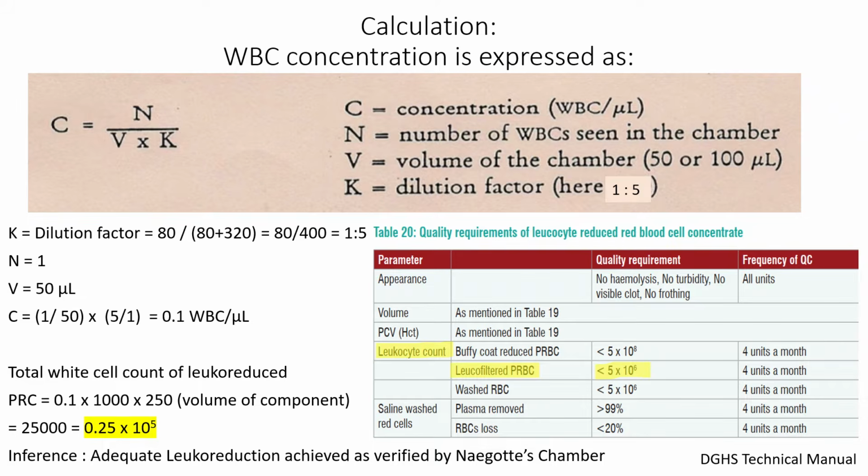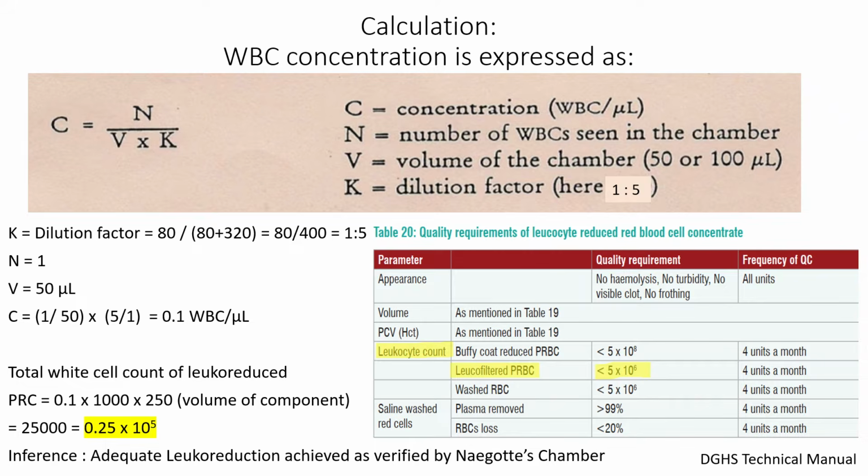Calculation. WBC concentration is expressed as C equals N divided by V into K, where C is the concentration of WBC per microliter, N is the number of WBCs seen in the chamber, V is the volume of the chamber, which can be 50 or 100 microliters, K is the dilution factor.